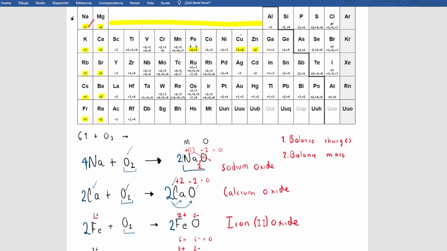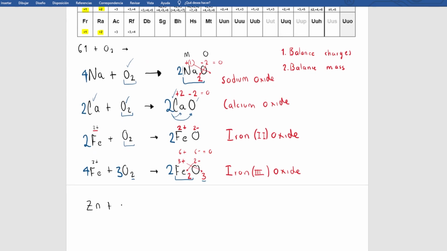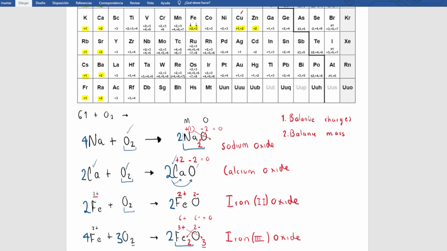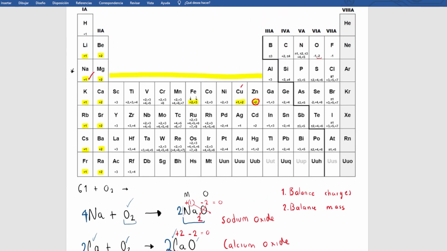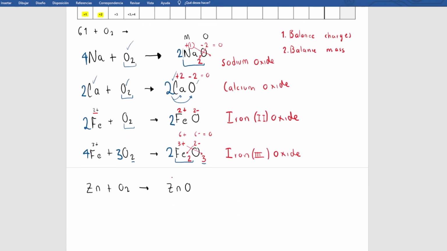Same thing in copper. What about zinc? Zinc is a metal that only has one oxidation state. We have zinc, we mix it with oxygen, it reacts to produce zinc oxide, and we know that the oxidation number of zinc, look here, is +2. So we put the 2 plus and 2 minus, so this is 0. We put the 2 for the oxygen, and we have a 2 here for zinc. So we have balanced the charges, we have balanced the mass, and what's going to be the name of this?